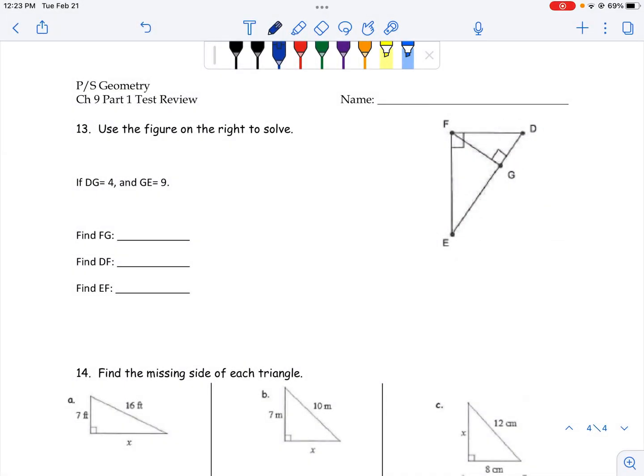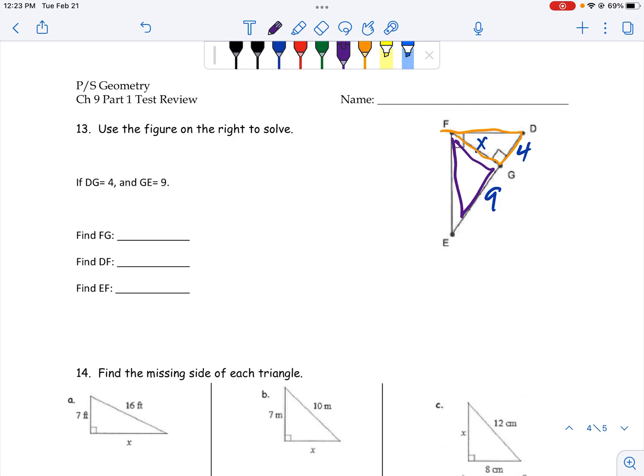All right, last one. I know that DG is 4 and GE is 9. I want to find FG, so I'll call that X. I have two triangles here: I've got my small one, and I've got the medium triangle. I'm looking at the small and the medium.